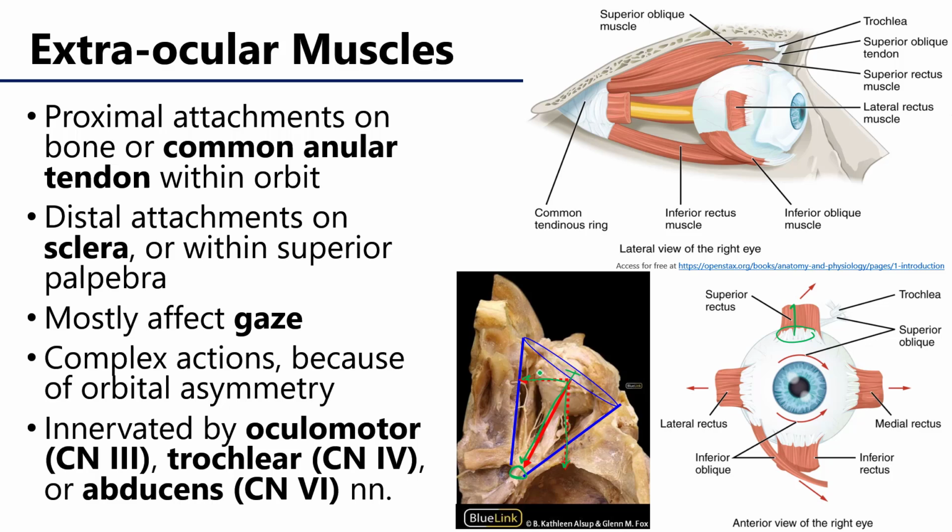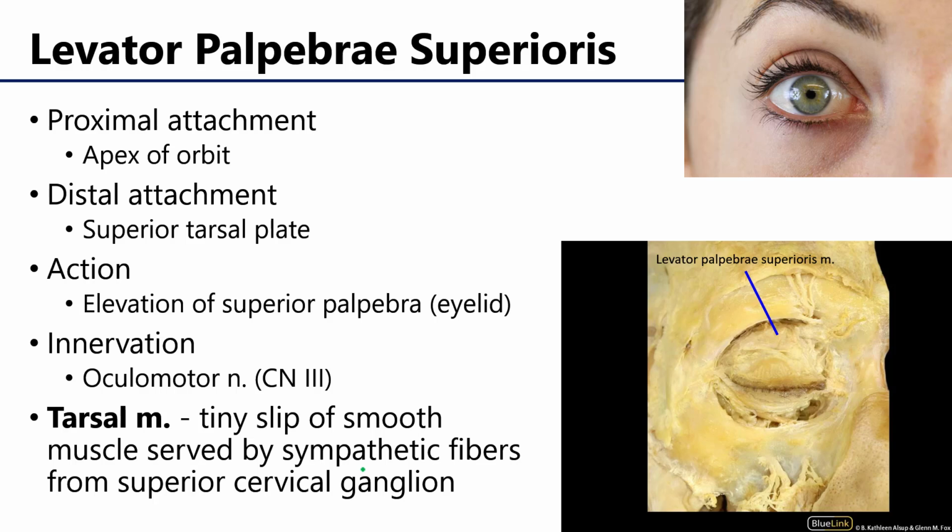Now, all of the extraocular muscles are innervated by one of three cranial nerves. So either the oculomotor nerve, cranial nerve 3, the trochlear nerve, cranial nerve 4, or the abducens, cranial nerve 6. So let's get into the details of each individual extraocular muscle, starting with the oddball, the levator palpebrae superioris muscle.